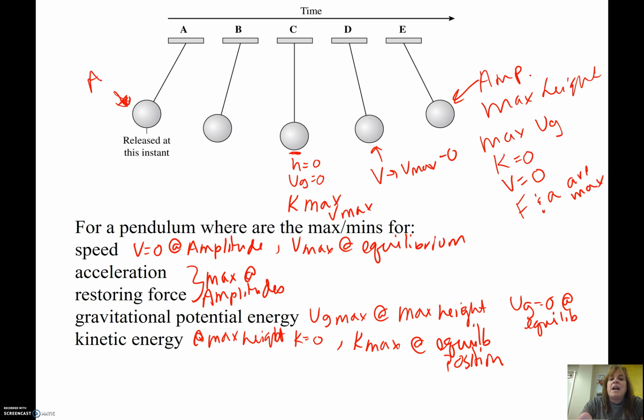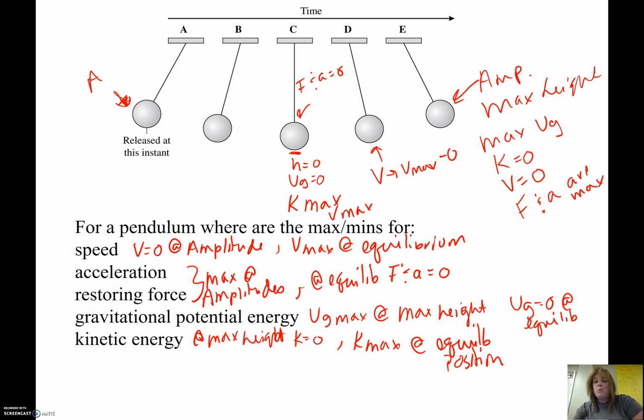Now, when I get back to the middle here, remember that the force of gravity was pointing straight down, which means it's not a restoring force anymore. So when I'm at the equilibrium position, I have 0 force and 0 acceleration. So at the equilibrium position, both F and A equal 0.